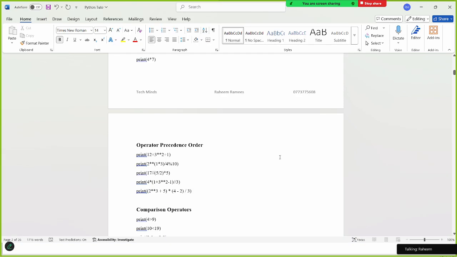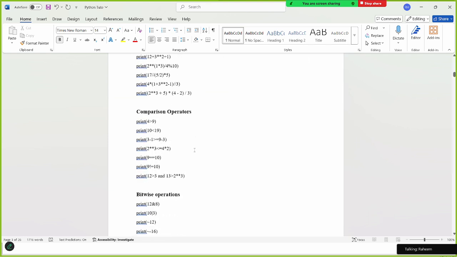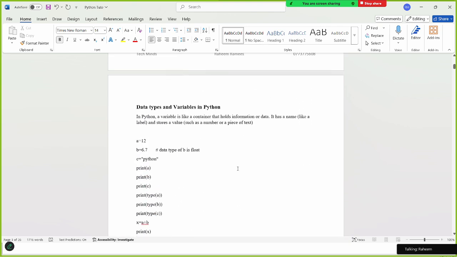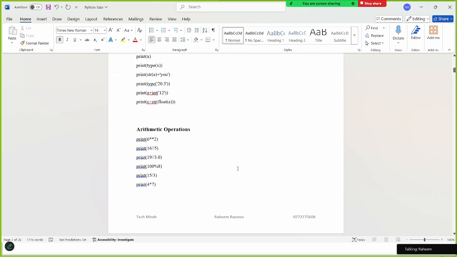So, hi guys. In the third class, we are going to learn about comparison operators, bitwise operations, and shift operations. In the first class, we learned about data types and variables, and how to convert one data type into another, and also we discussed how variables work. In the second class we discussed arithmetic operations.